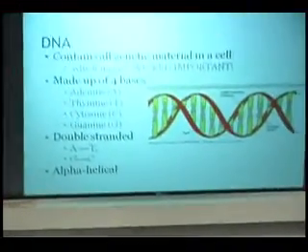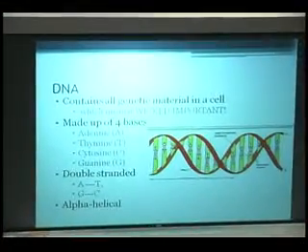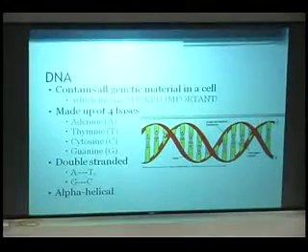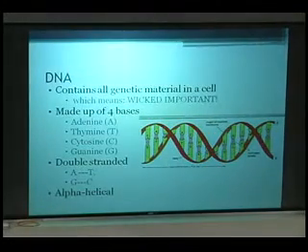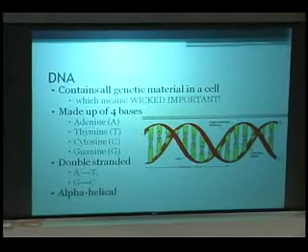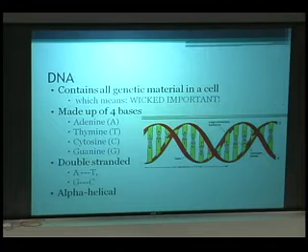So DNA contains all the genetic material in a cell, so it's really, really important. Without DNA, you literally would be nothing. It's made up of 4 bases: adenine, thymine, cytosine, and guanine. They're represented with A's, T's, C's, and G's. It's double-stranded, so every time you have an A, there's a T, in normal DNA, and every time there's a C, there's a G on the other complementary strand. And it's alpha helical, which means it twists.